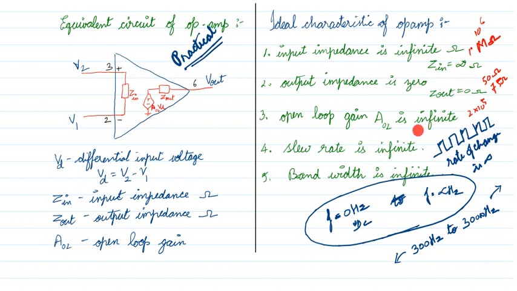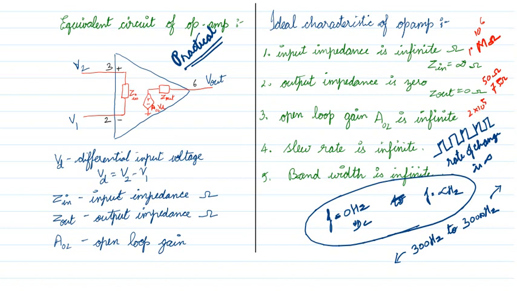or infinite open loop gain, we have to go for some costlier op-amp. The op-amp we are using in the laboratory costs around 15 to 20 rupees only. IC 741 is only 20 rupees. But there are some op-amps which run into thousands of rupees, right? Those op-amps will have characteristics very close to ideal.